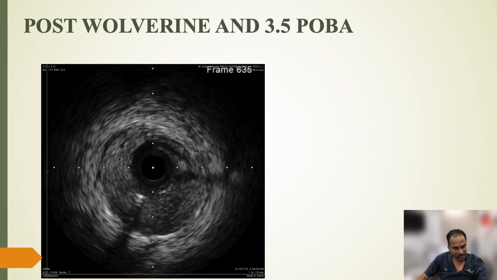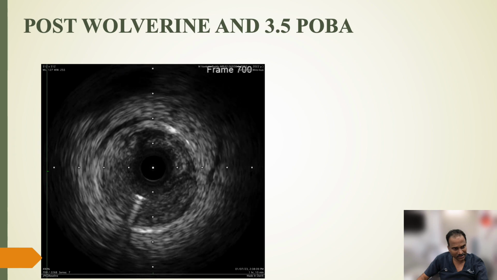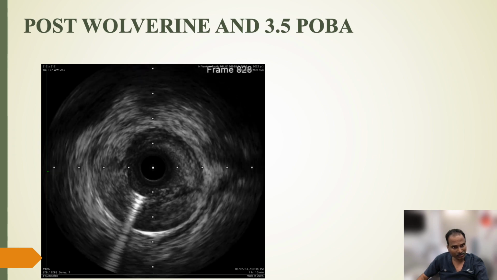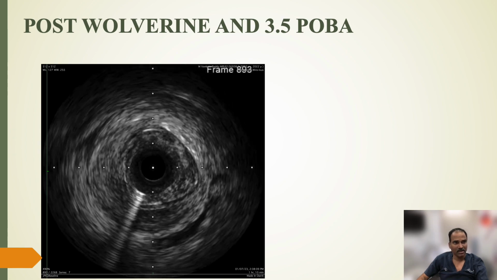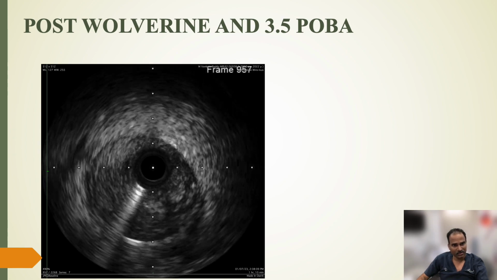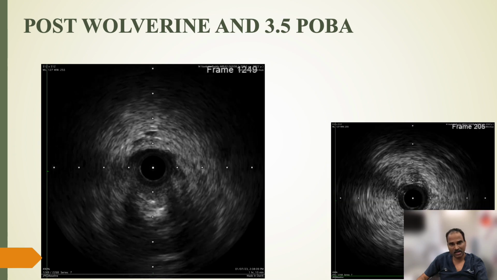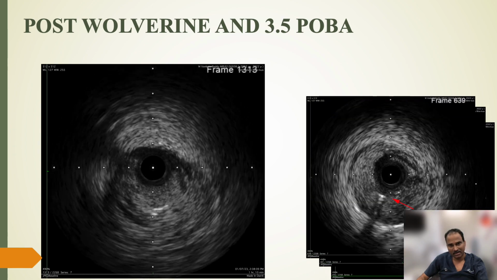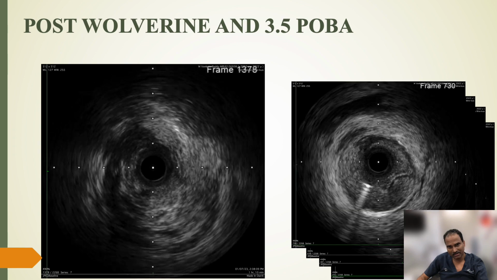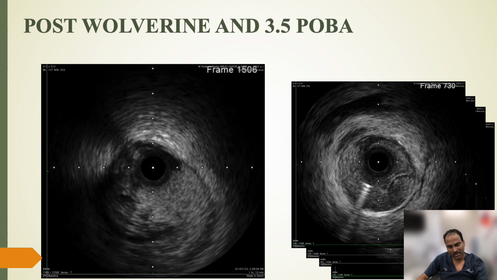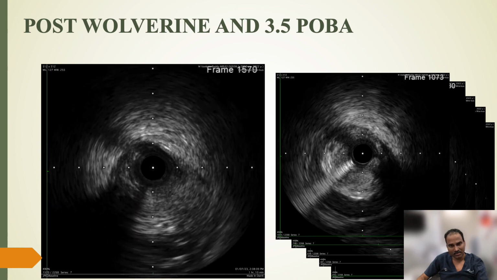Yes, this is where there is a huge fenestration created, and you can also see the speckling in both lumens is almost equivalent now. So at this stage we decided to go ahead with stenting. You can see here, this is where there is a fenestration. There is a huge fenestration here. In fact, even the wire is appearing as if in the false lumen.